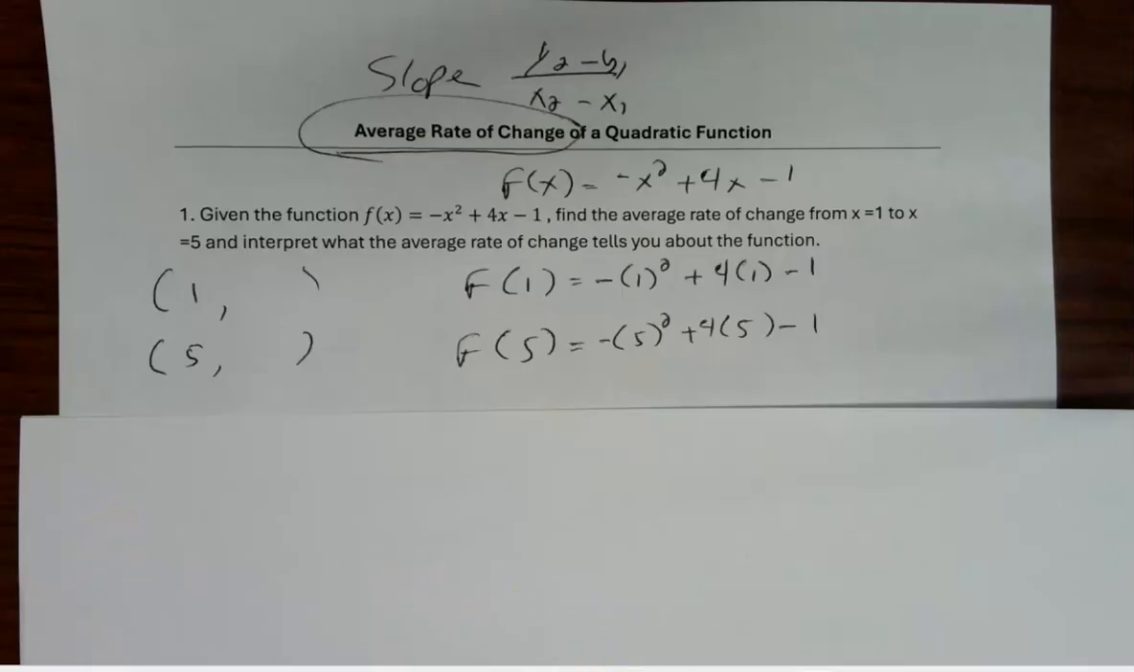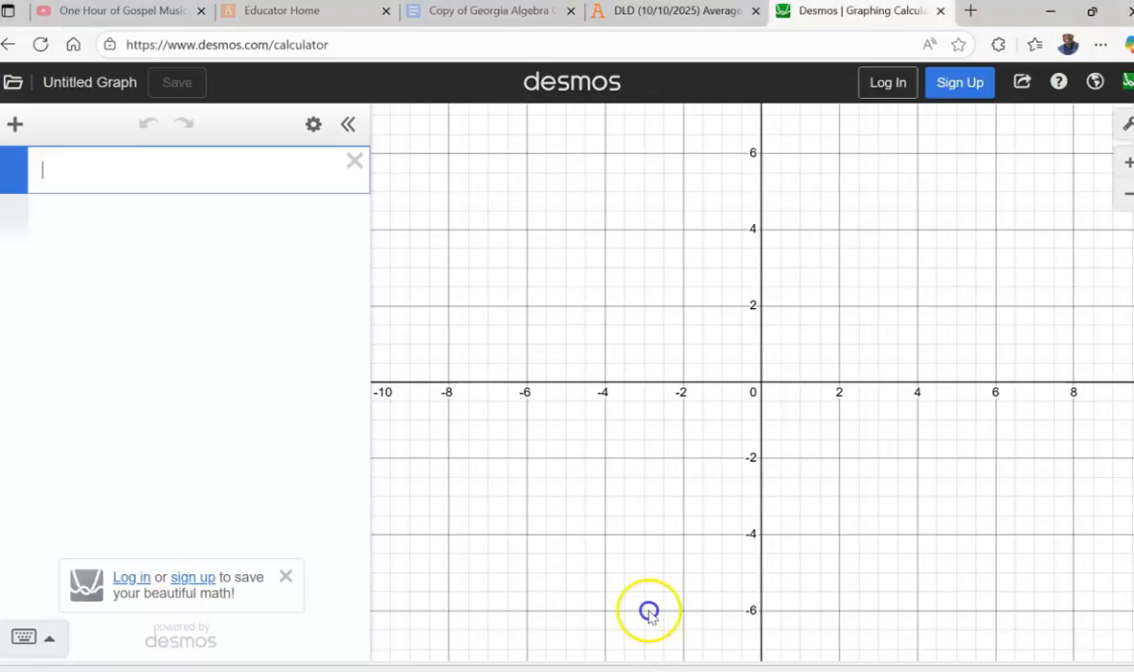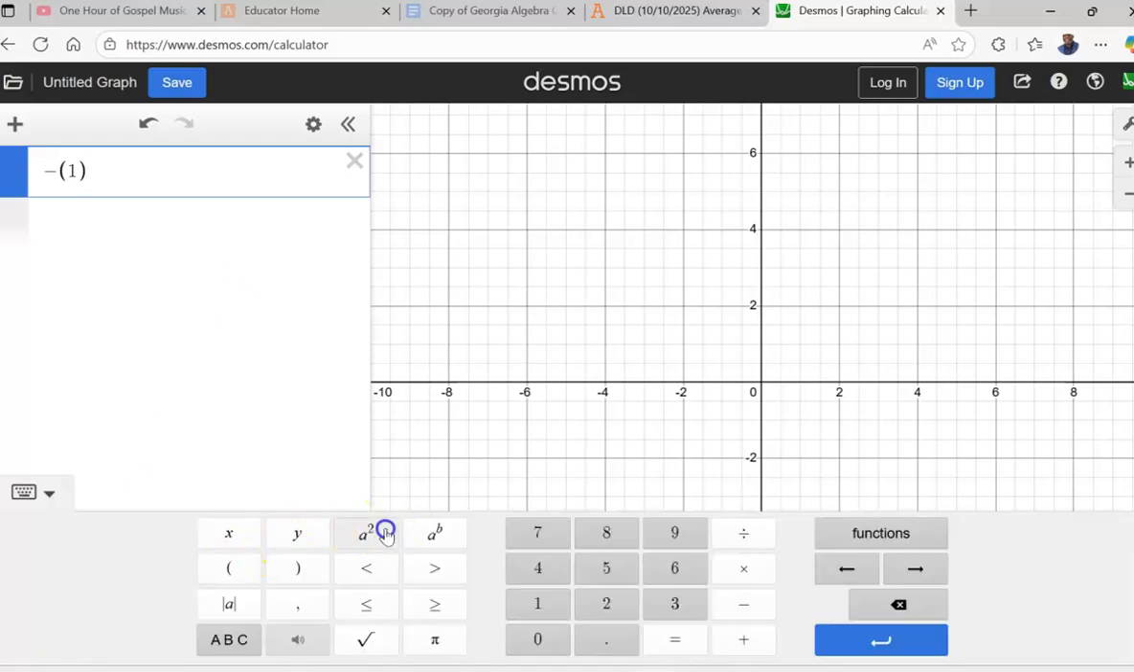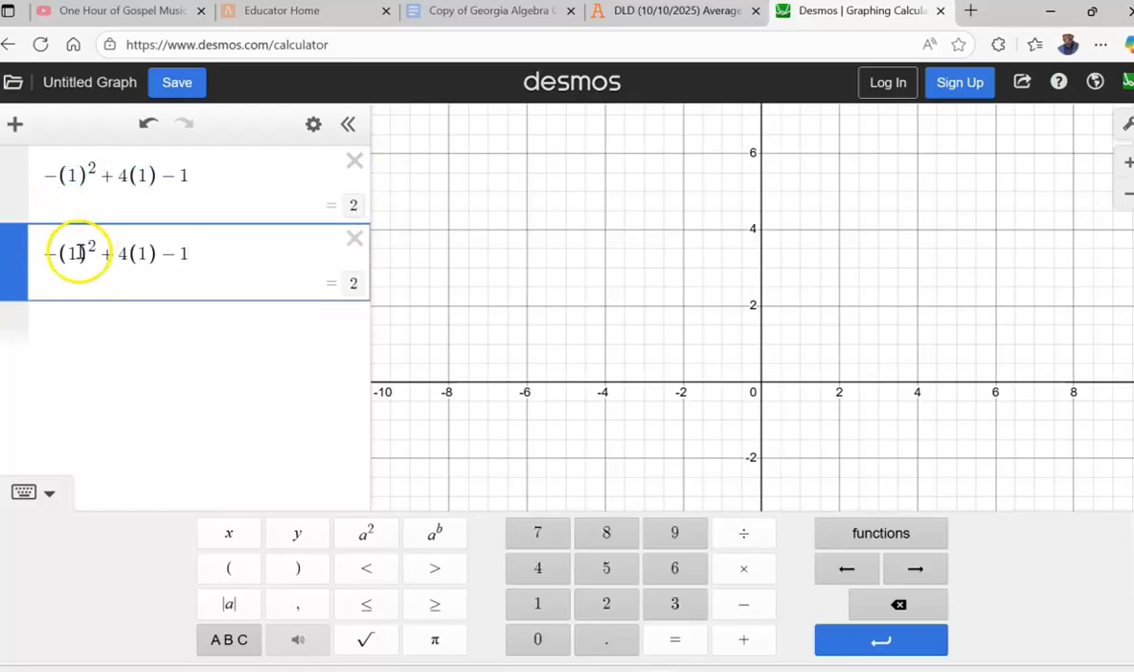Let's go there now. So we'll go to Desmos. We'll type in negative, parentheses, 1 squared plus 4 times 1, subtract 1. You do the exact same thing with the 5. So you just copy that and replace those 1s with 5.